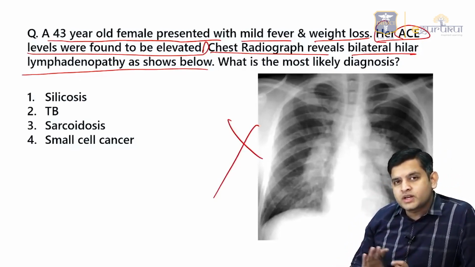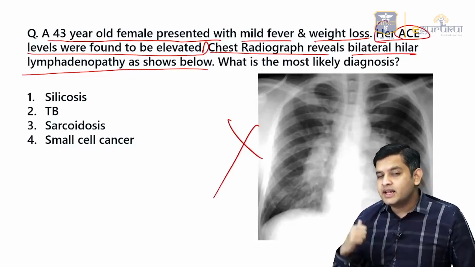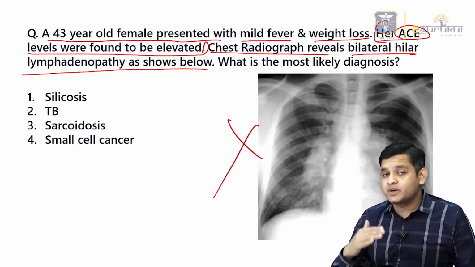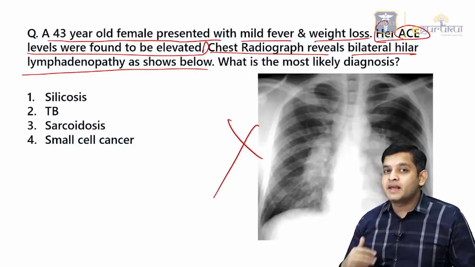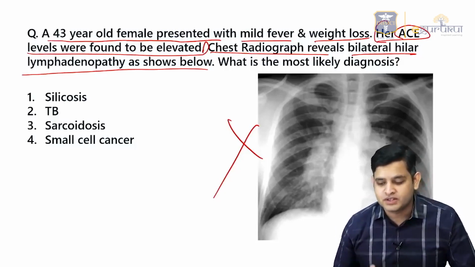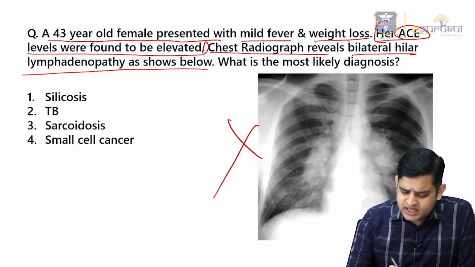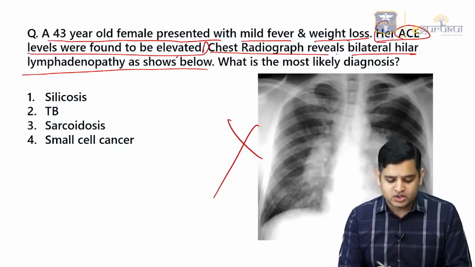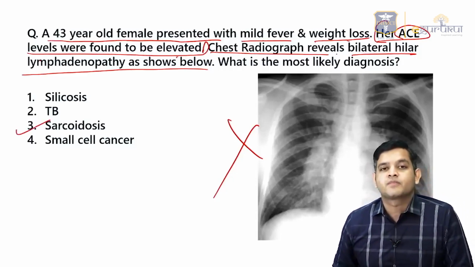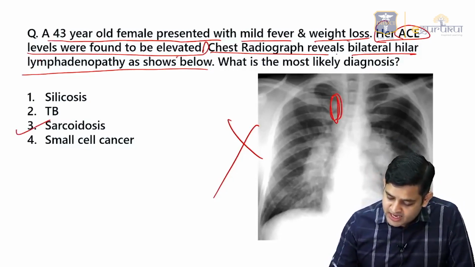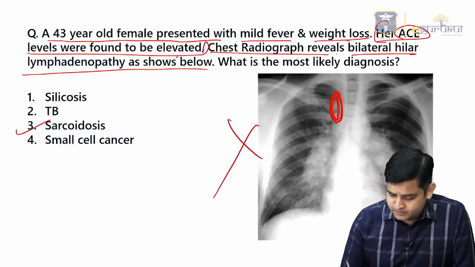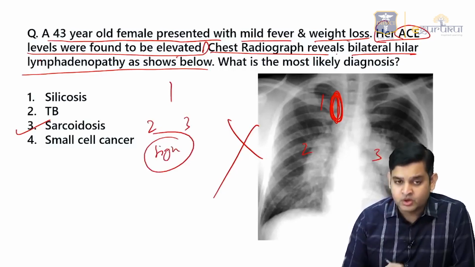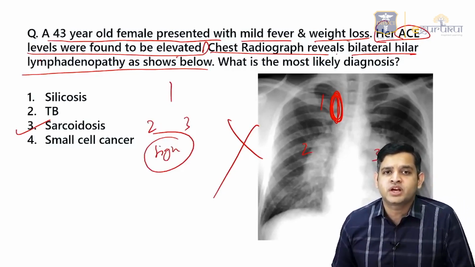So the point to be noted here is that do not think that in an image based question all the diagnosis will be there on the image. The clinical history, the clinical parameters that are given play a very important part in solving these questions. So mild fever, weight loss, ACE levels elevated, chest radiograph bilateral hilar lymphadenopathy, virtually it is diagnostic for sarcoidosis. You also see right paratracheal lymphadenopathy, and that is typically called the 1, 2, 3 sign on a chest X-ray.